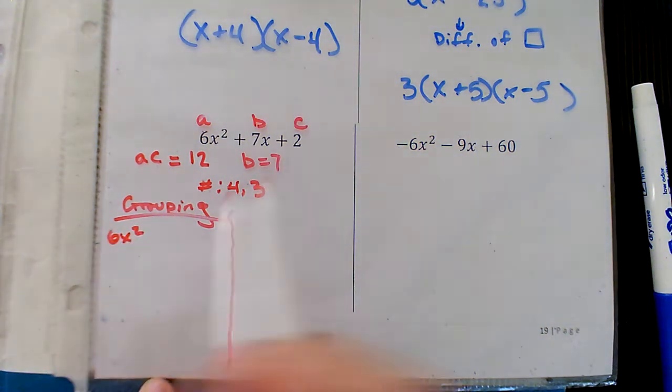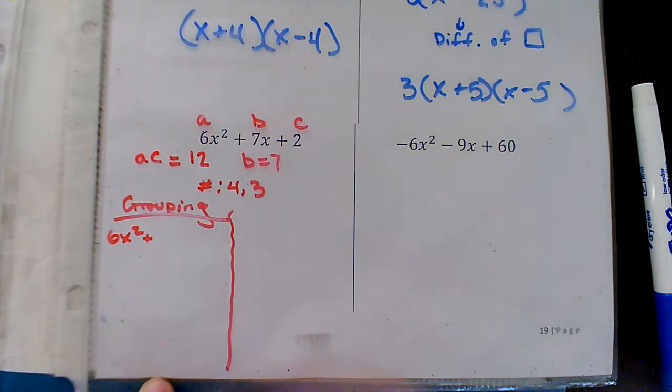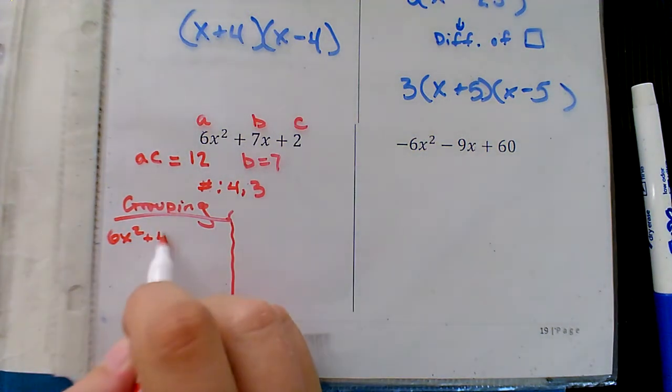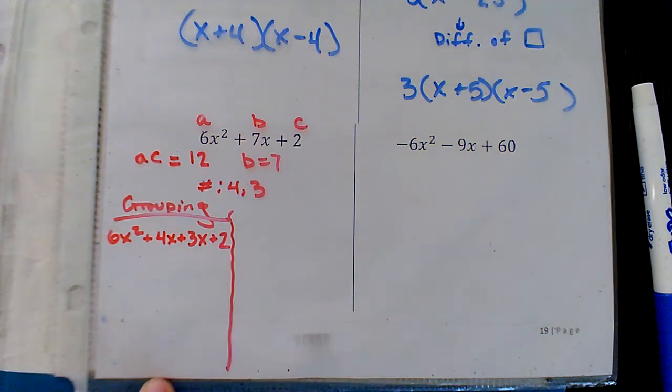Okay, so since 4 plus 3 add to 7, we're going to take out the 7x and replace it with a 4x and a 3x. We're basically turning three terms into four terms. Do you want to keep going? No. Okay, so far so good.